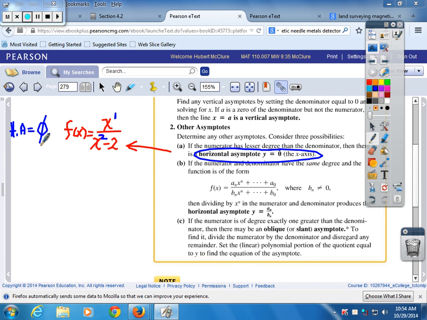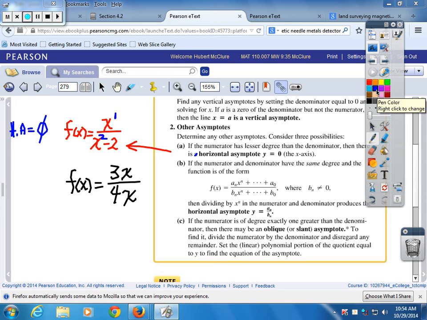You're going to love number 2. If the numerator and the denominator have the same degree, f of x is equal to 3x over 4x. Well, the degree of the first one is what? 1. The degree of the second one is 1. So we've got 2 that are the same. Well, what if you have 2 that are the same? Well, let's read it and see what it says.